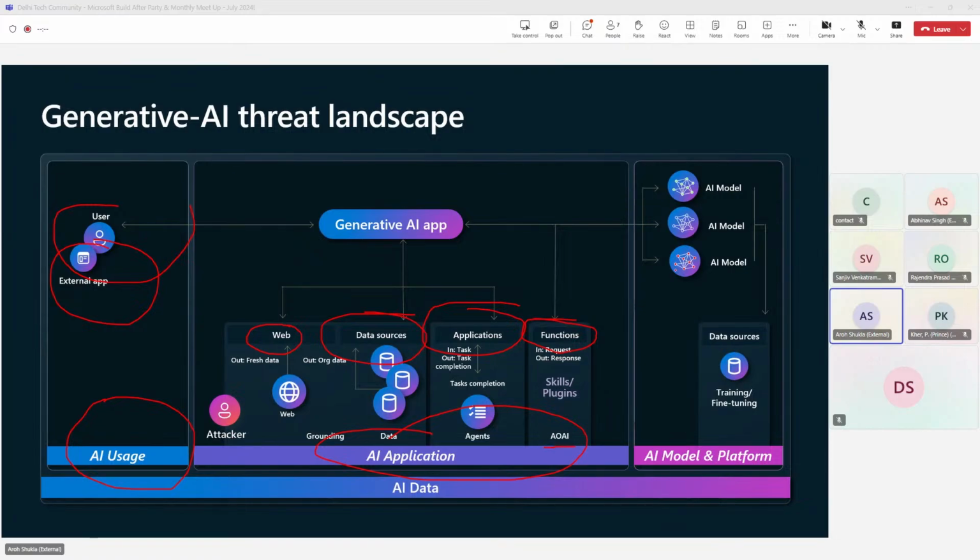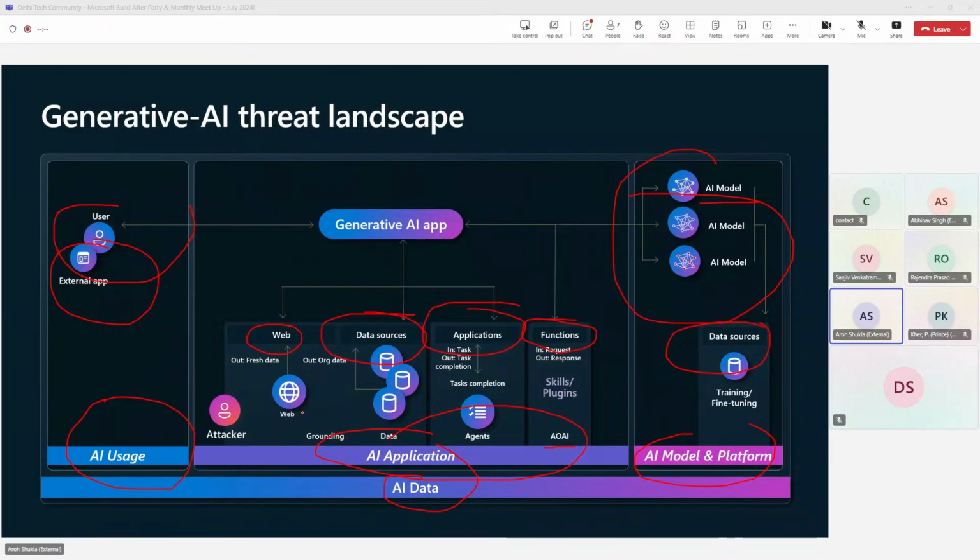Okay, that is one thing. And the brain is your AI model. It could be one ChatGPT model, one other model for videos, one for images. So we can have different models and different data sources. This is the platform, and this is your entire data. This is quite common if your application is not secure.